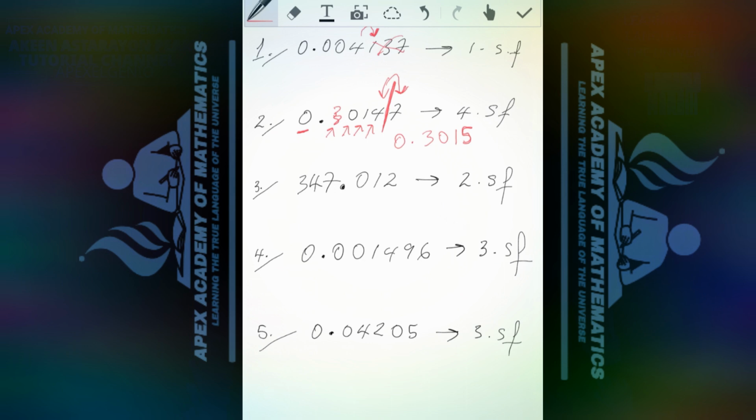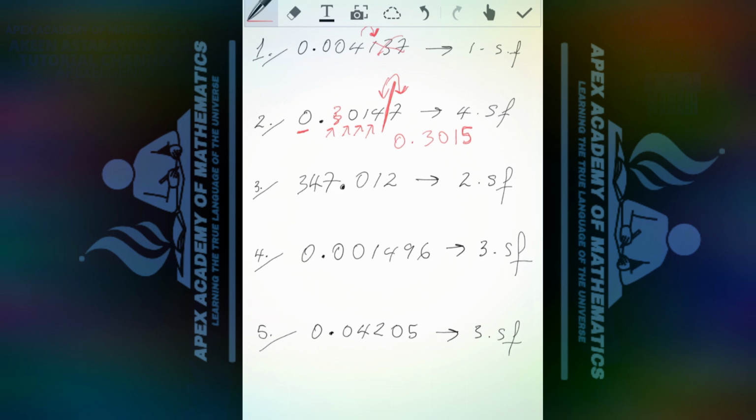So we have 347.012, and I want to round this off to 2 significant figures. Now, this is one of the examples that gives students many issues. They will assume that they get it right, and of course they most often get it incorrect.